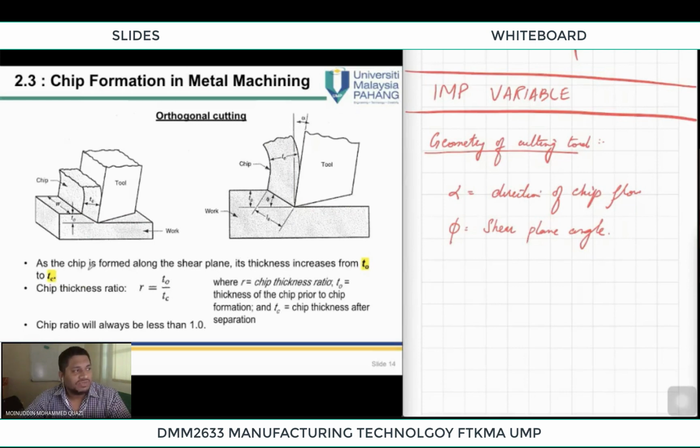As the chip is slowly formed and it curls up along the shear plane, its thickness increases from T0 to TC. So from T0 to TC, the thickness of the chip increases, and this is called the chip thickness ratio. Chip thickness ratio R is basically the ratio of T0 to TC, where R is the chip thickness ratio.